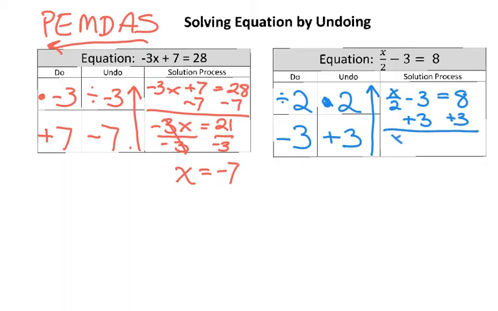That gives us x over 2 equals 11. And then we would multiply by 2 on both sides. Times 2, times 2. Those cancel. x equals 22.